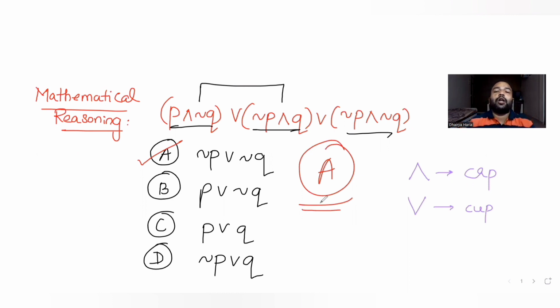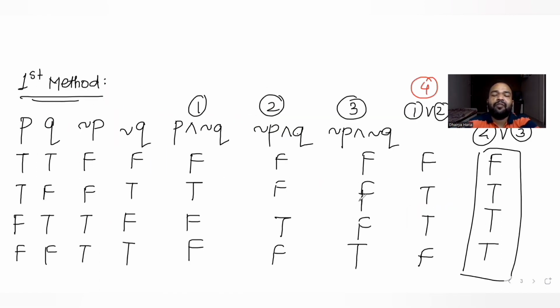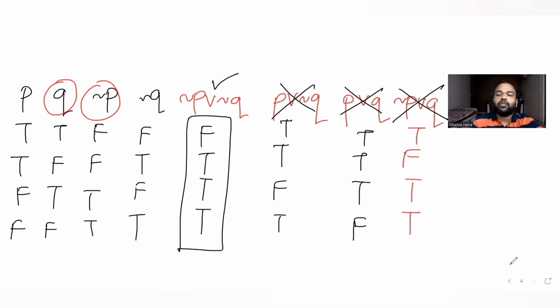I hope you have understood how to solve this type of question on mathematical reasoning. We can find the answer just by doing the first method, that is forming the truth table and solving it. Otherwise, you can solve this question alternatively also. Let's see that by using the formulas.